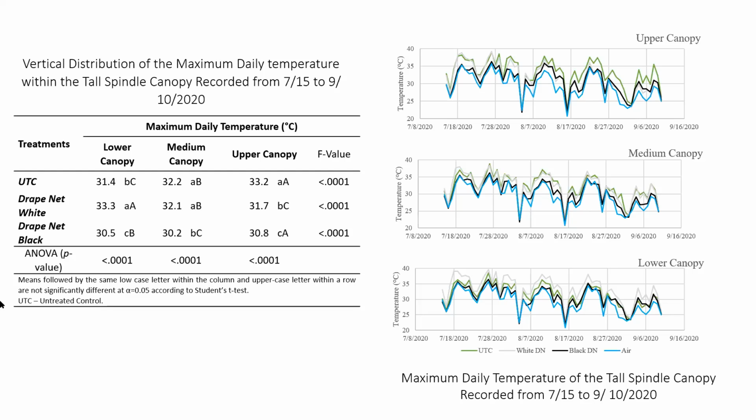Also, when we compare the same canopy level across the treatments, we see that the upper untreated control was a couple of degrees warmer than the upper canopy of black or white net. On the other hand, the lower canopy of white net seems to be warmer by a couple of degrees than the lower canopy of untreated control or black nets.